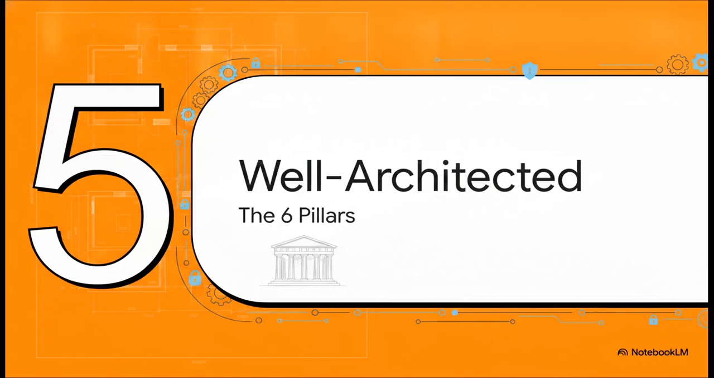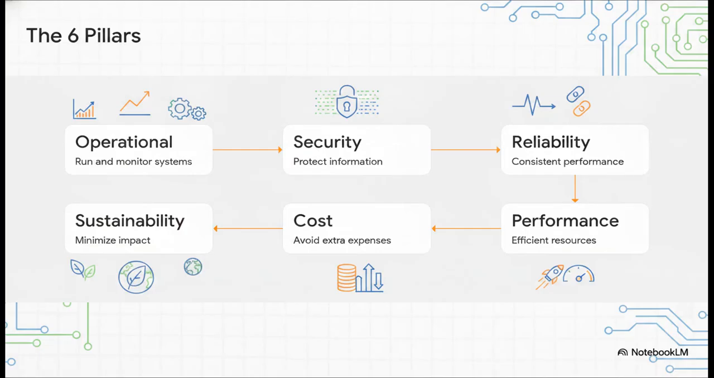Next up, Section 5, the well-architected framework and its 6 pillars. So the AWS well-architected framework is basically the ultimate rulebook. It dictates that your workloads must be designed around these 6 core pillars. You need operational excellence to run and monitor your systems effectively. Security obviously is paramount to protect your information. Reliability ensures your workload actually does what it's supposed to do consistently. Performance efficiency means you're using your computing resources smartly. Cost optimization ensures you aren't burning cash on unnecessary expenses. And finally, sustainability focuses on minimizing the environmental impacts of running your cloud workloads. You really want to keep these 6 pillars in mind because they inform quite literally every best practice in AWS.